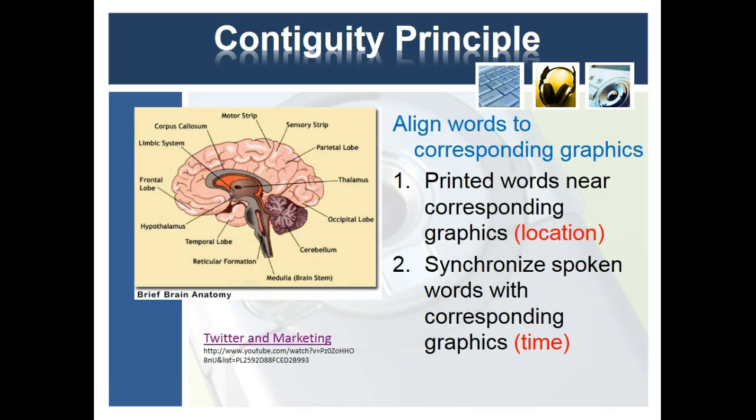And the next principle is contiguity principle. That refers to aligning words to corresponding graphics. As you can see, this is a brief brain anatomy. When I point to the temporal lobe, the printed words are near the corresponding graphics. That's location. And then the second one is synchronize spoken words with corresponding graphics. That's time. And this video here, Twitter and marketing, is a perfect example of synchronized spoken words with corresponding graphic.